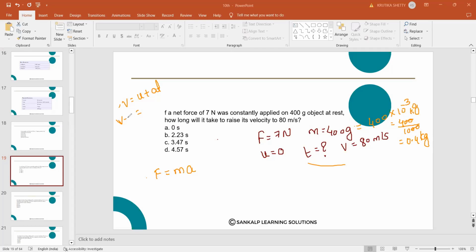That is v minus u divided by t is equal to a. So this acceleration formula I can substitute here. F is equal to m into bracket acceleration, which is v minus u divided by t. F is equal to m into bracket v minus u divided by t.